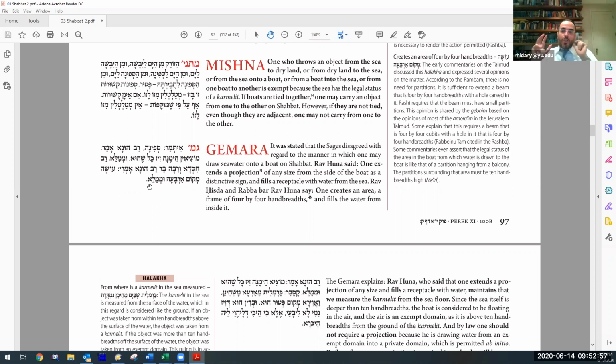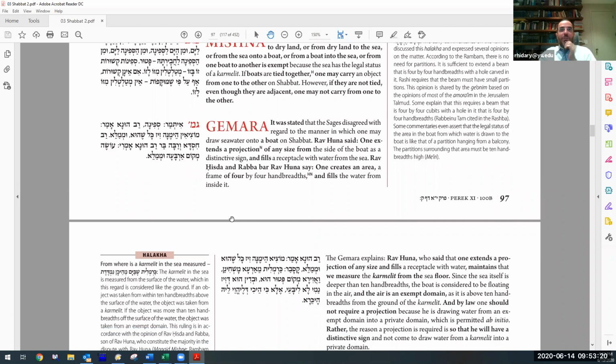Rav Chisda Rav bar Rav Huna Amre Ose Mekom Arba'a Umemale. You need a contraption. You need something that's 4 by 4, a wooden box with an empty bottom, and you place that outside, over the edge of the deck, and then you take a bucket and you lower it within this 4 by 4 hollow box. Okay, you got that? Okay, so that's interesting. Let's see why.